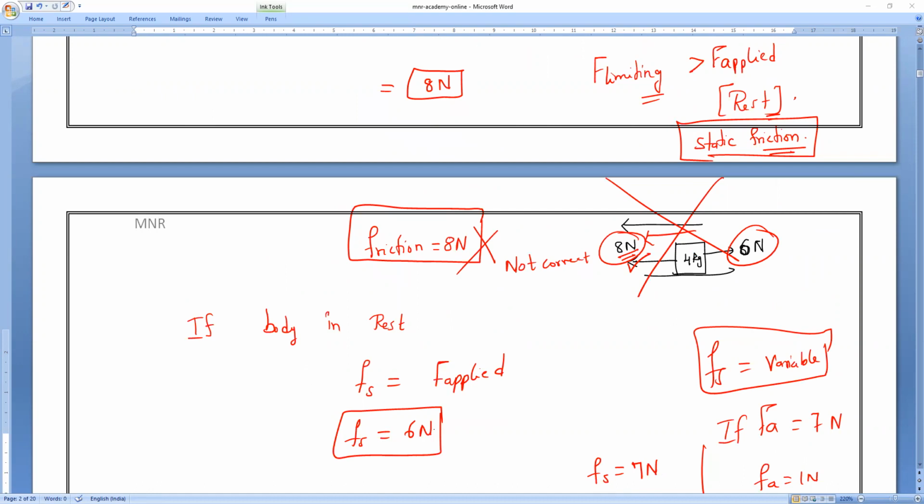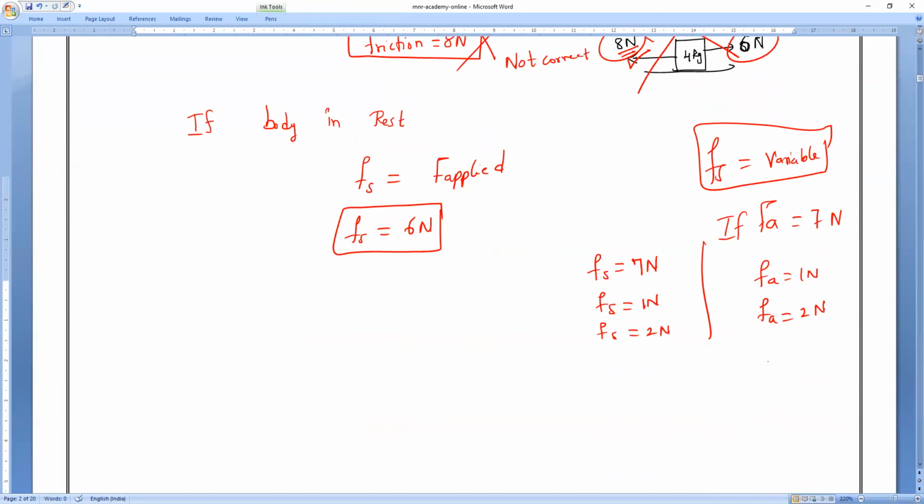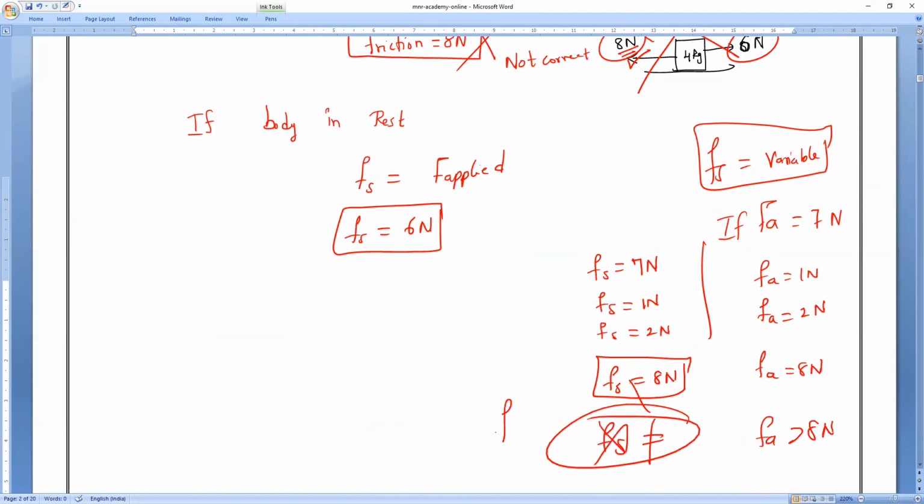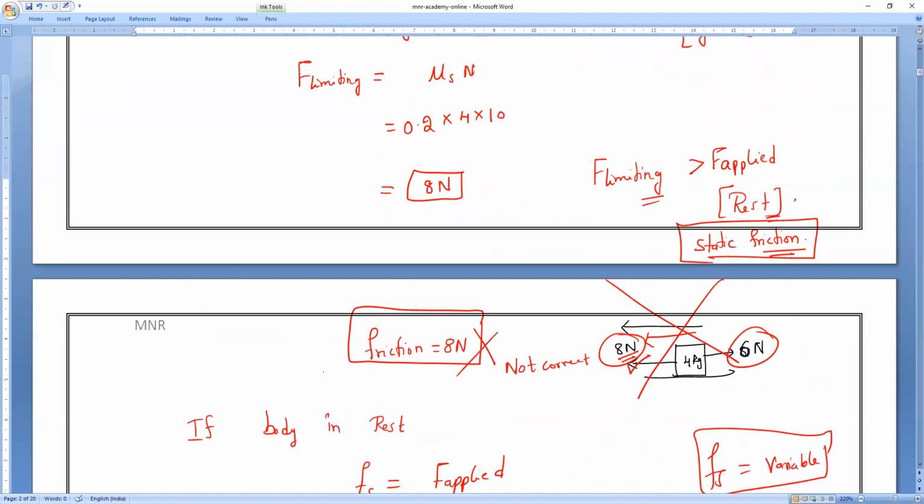Force applied. For example, if the applied force is 8 newtons, then what is the static friction? 8 newtons. Understanding? If the applied force is greater than 8 newtons, then it is not a static friction. What will happen? It will become kinetic friction. Do you all understand what I am saying? Everybody clear?